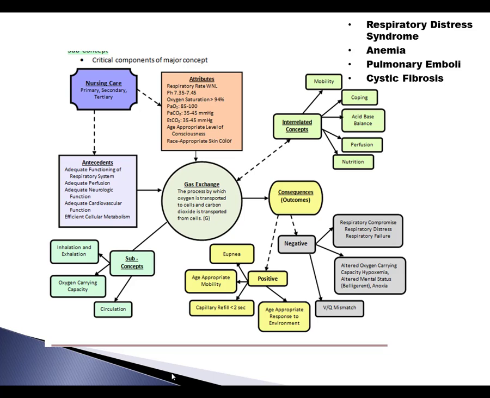Our positive consequences would be normal respiratory status, normal respiratory rate, that they would be moving appropriately and getting around, circulating that blood, that they'd have good capillary refill, and that they are neurologically intact. The negative things would be the respiratory compromise, respiratory distress, and respiratory failure. Altered oxygen carrying methods, which would be anemia, and hypoxemia, altered mental status because they're not getting enough oxygen, and what happens with anoxia, and then VQ mismatch, and what does that mean for our patient?